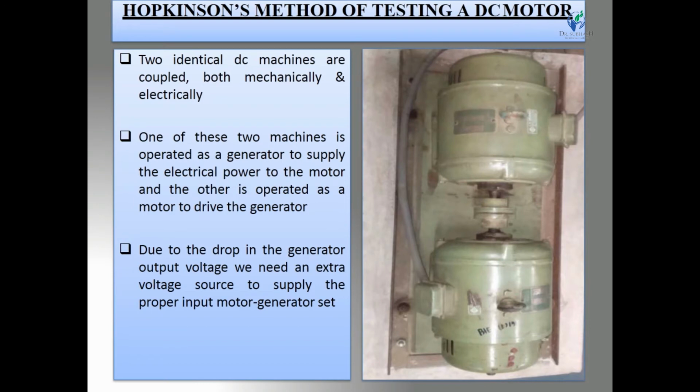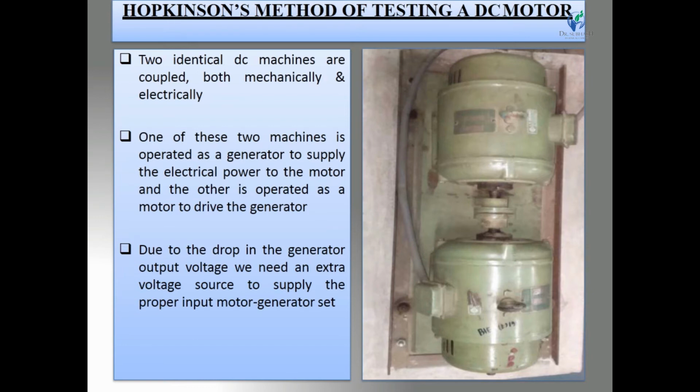Now we are going to the Hopkinson method of testing. Here is the figure of the Hopkinson test. This is the practical figure of the Hopkinson test. This test is also called the regenerative method of testing, where the second machine's output is fed to the input side of the first machine, saving the power of testing the machine.